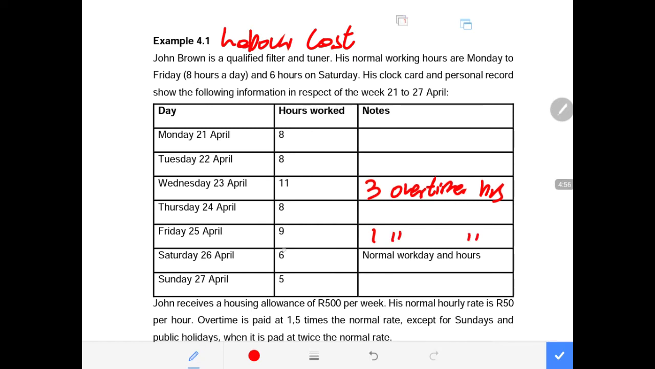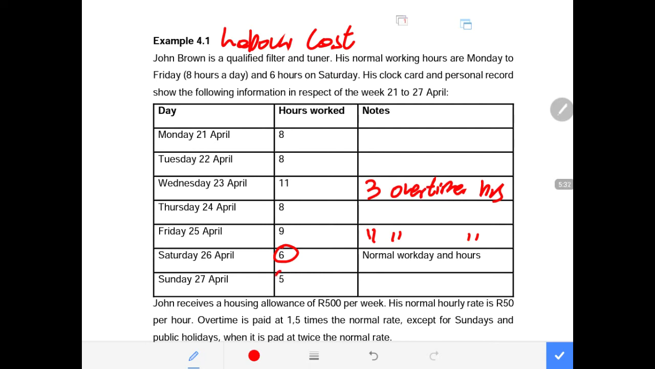Then on Saturday, he worked 6 hours. Remember, Saturday is treated as a normal working day, so it is not treated as overtime, and hence it is clarified that it is a normal working day and hours. It does not mean that all companies will pay you overtime because you work on a Saturday. Some companies, even Sundays to other companies, can be treated as normal hours, but most of the time companies will treat Sunday as double pay, where you are paid double what you used to earn.